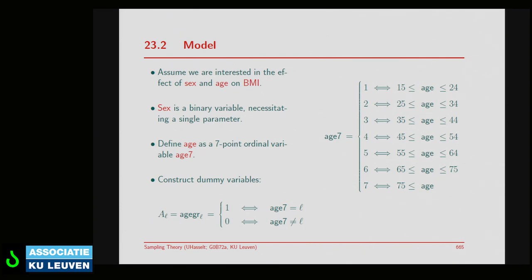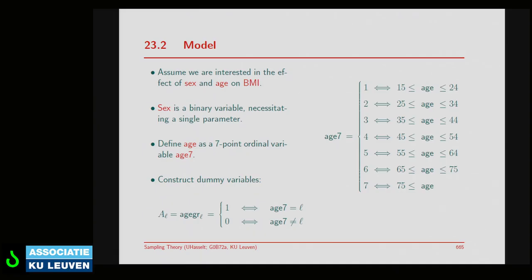Let's get started gently on linear regression and indeed consider the setup for a linear regression, ignoring for a moment the survey design. And evidently, the survey design will come on the table very soon. So, suppose we're interested in the relationship of body mass index as an outcome variable on the two predictors, covariates, sex and age. Sex is binary, we need a single parameter. Age is going to be defined here as a 7-point ordinal variable.